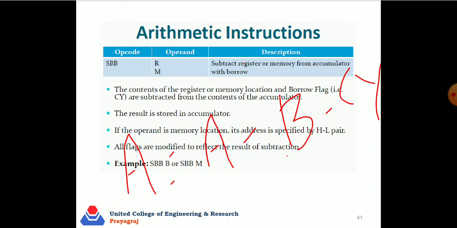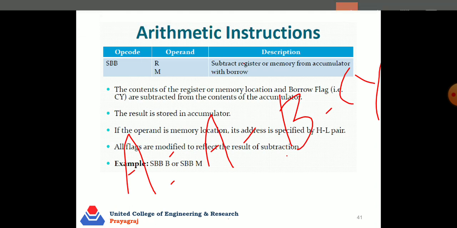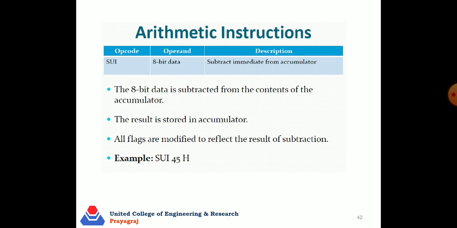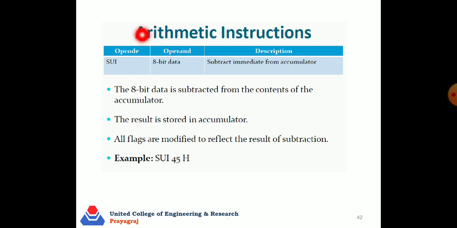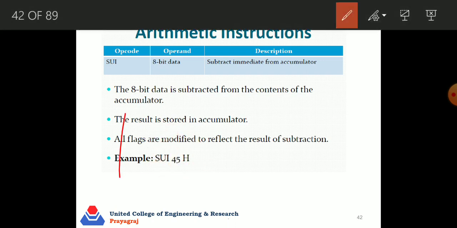Next, SUI, subtract immediate. SU means subtract, I stands for immediate. SUI is the opcode and the 8-bit data is the operand. Like if we write SUI 45, the meaning of this instruction is A is equal to A minus 45. And also, as we know, the result is always stored in the accumulator.